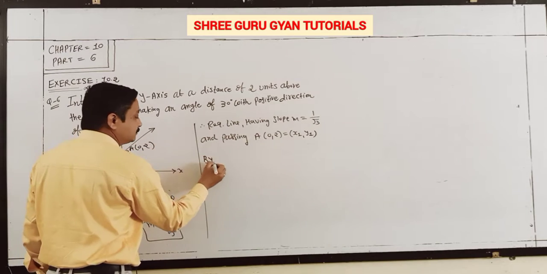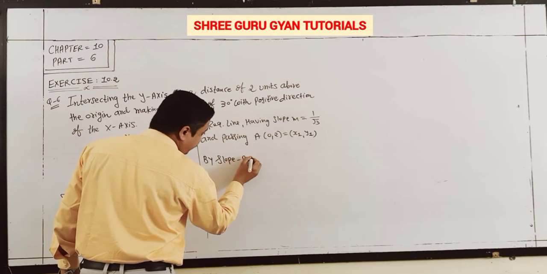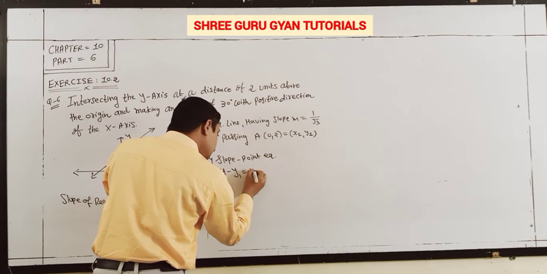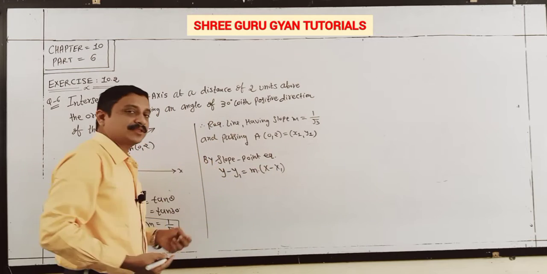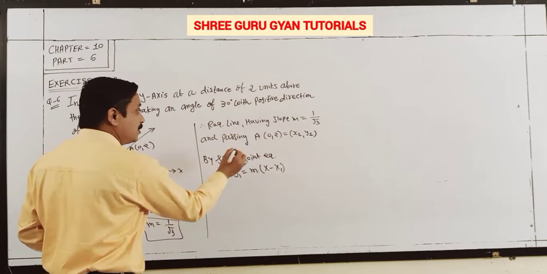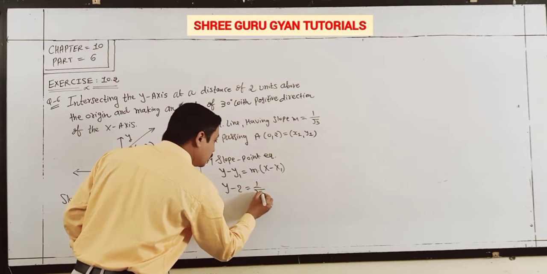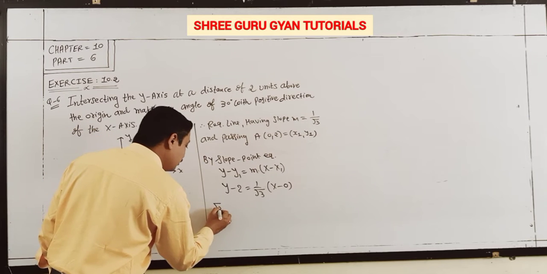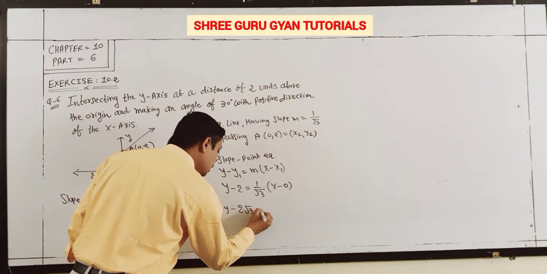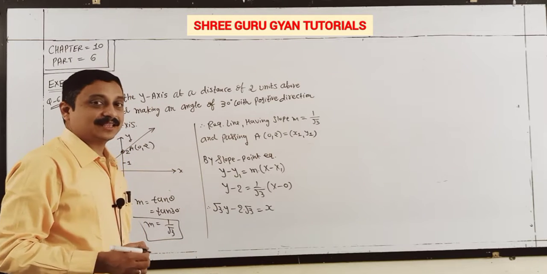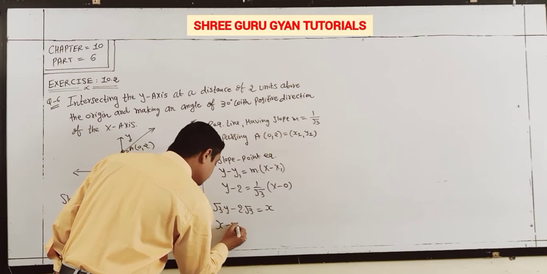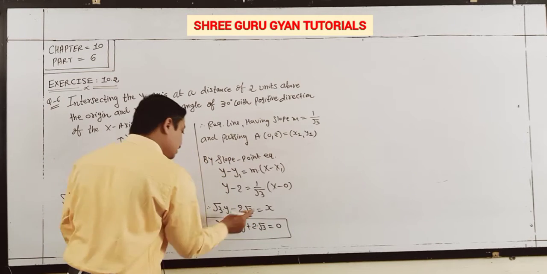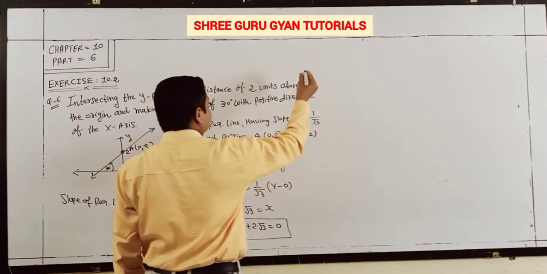Now that it is passing through a point and has a slope, by the slope-point equation, what is the formula? y minus y1 is equal to m times (x minus x1), and apply the values. y1 is 2, slope is 1 by root 3, and x1 becomes 0. So we get root 3 y minus 2 root 3 is equal to x. Now rearrange: x minus root 3 y plus 2 root 3 is equal to 0. That's your answer, students, a simple and easy way.